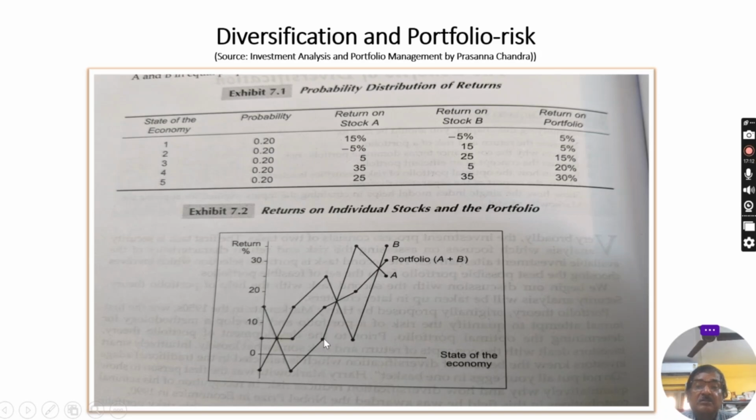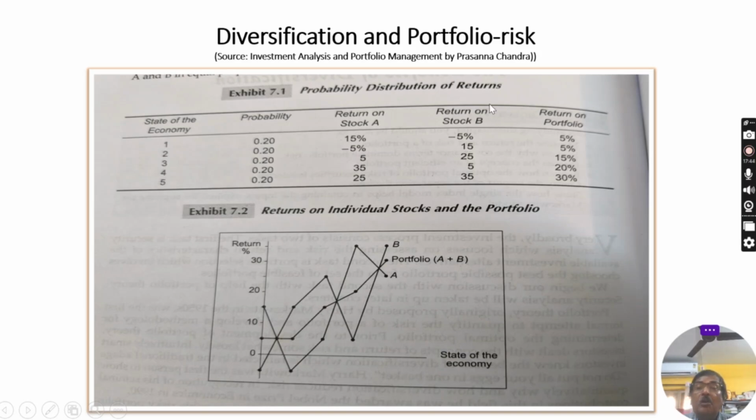This is 5%. 15 minus 5, this is plus 5, and then 35. This is the position of 35%. You see, this is 30, 35, and lastly 25%. This is 20, and this is the graph for return from stock A. That shows how much fluctuation there is.